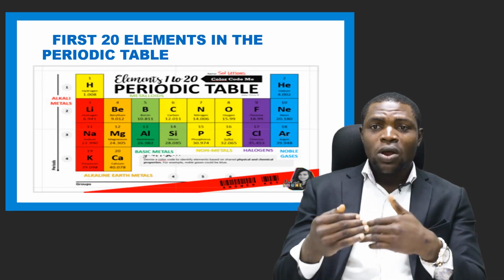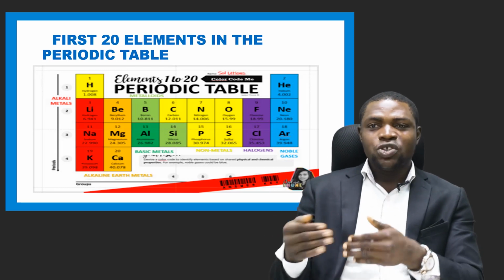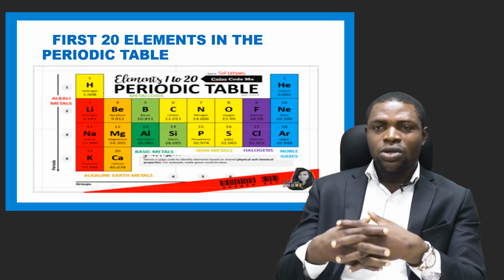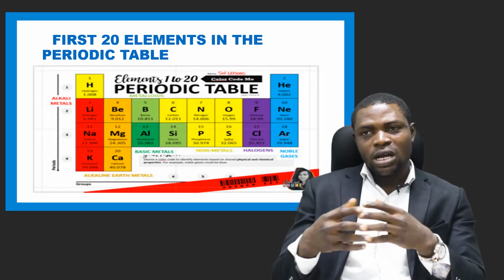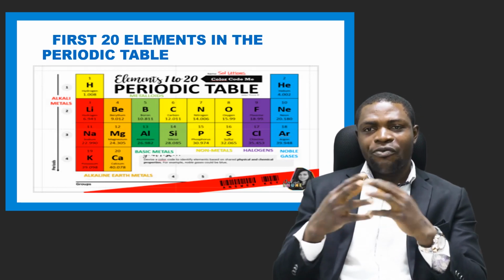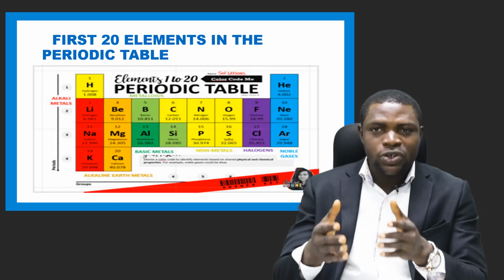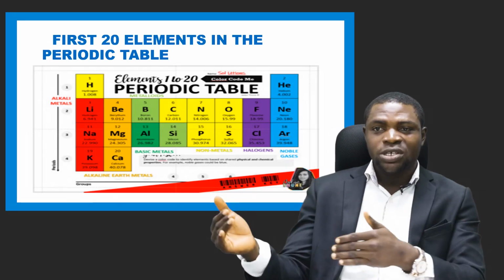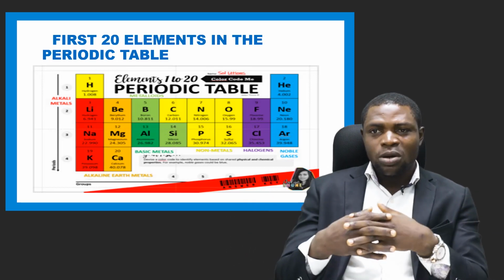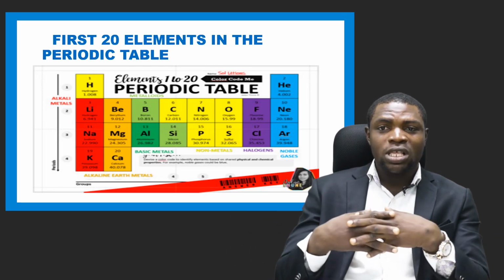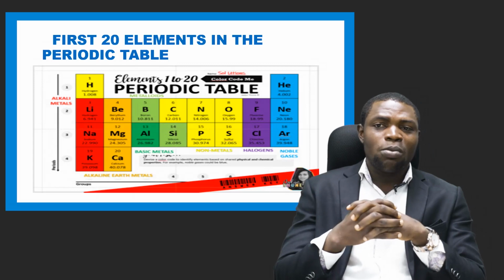If you don't know how to arrange these elements, you may not be able to work with them when you go on to further chemical analysis. So the first 20 elements: hydrogen, helium, lithium, beryllium, boron, carbon, nitrogen, oxygen, fluorine, neon, sodium, magnesium, aluminum, silicon, phosphorus, sulfur, chlorine, argon, potassium, calcium. Let's take them one by one.